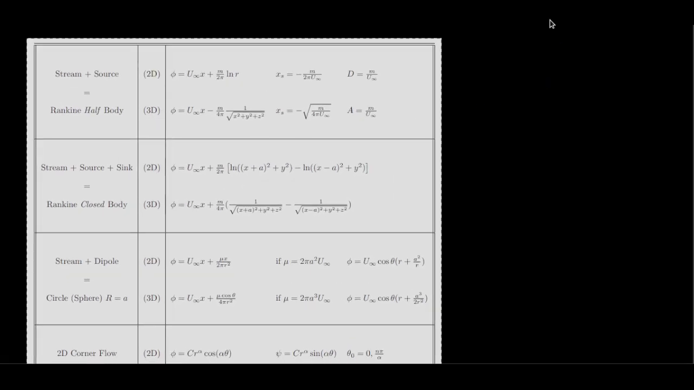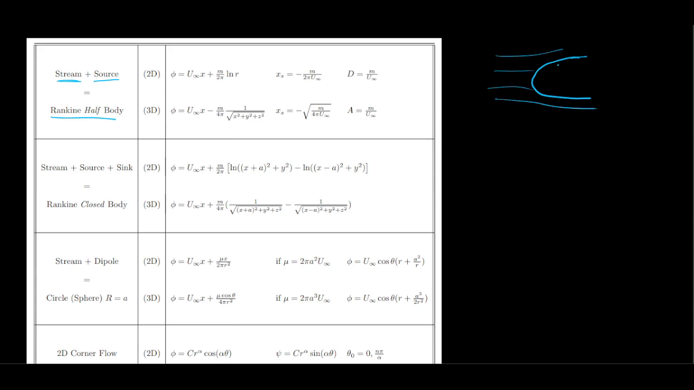For example, here I have another table. As you can see, if I consider a streamline plus a source, what I get is known as a Rankine half body. It will look something like this. Rankine half body, and you have different kinds of flows going around this body. So if you superpose a stream and a source, you'll get such a streamline.